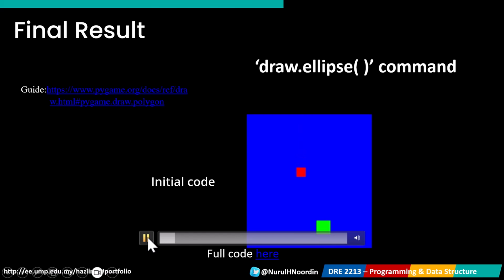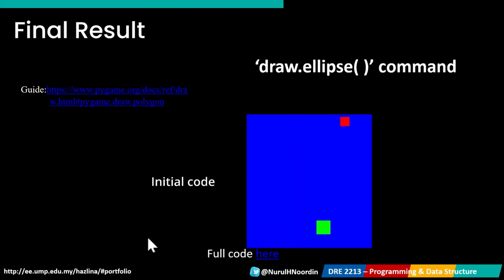This is how the initial code looks. Now, make the enemy into a circle. Feel free to explore the Pygame library at pygame.org.